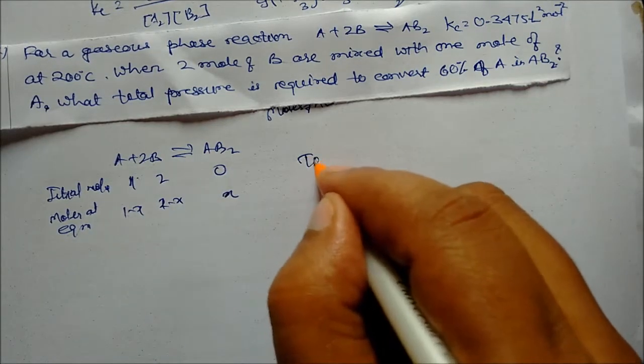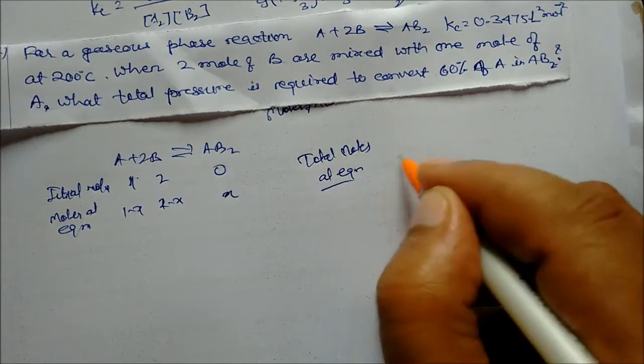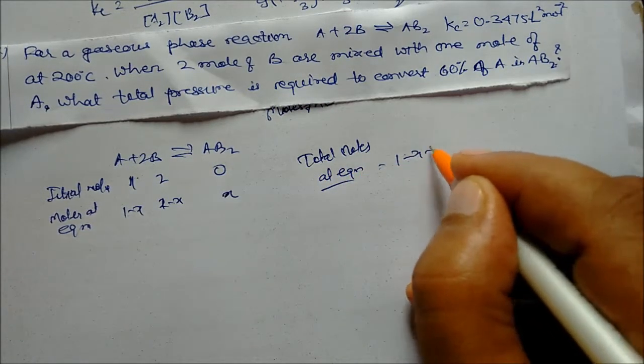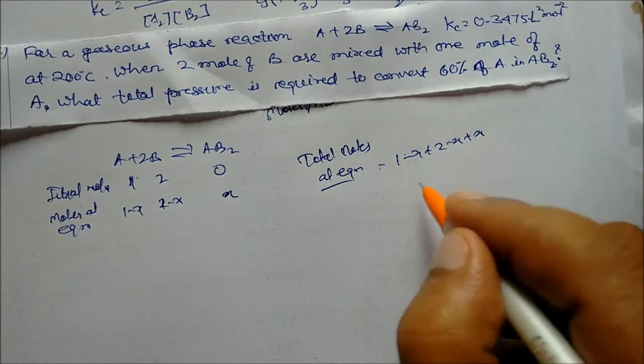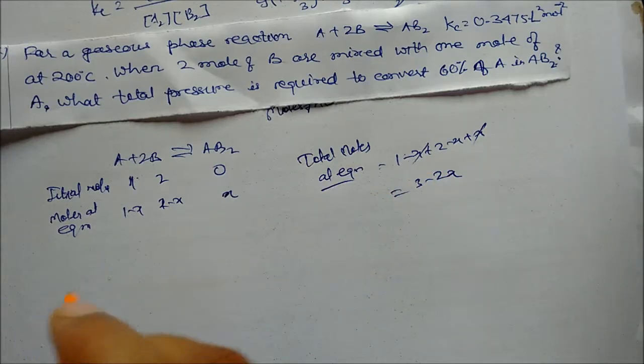So total moles at equilibrium will be how much? You can add it: 1 minus x plus 2 minus 2x plus x. So here we will get 3 minus 2x.